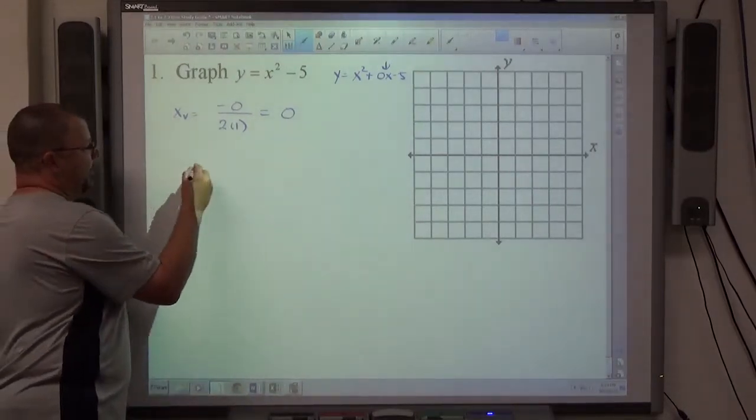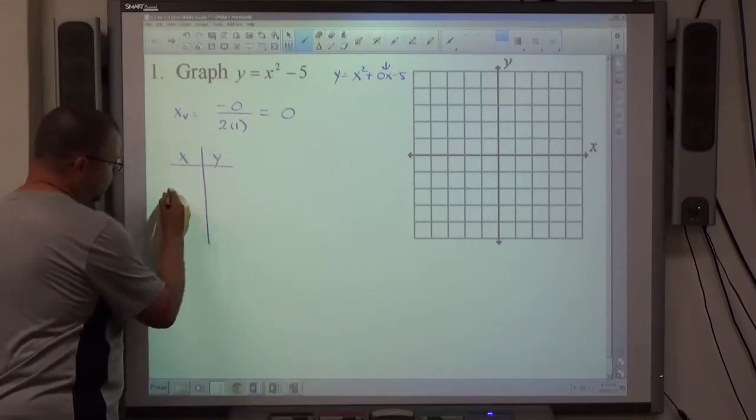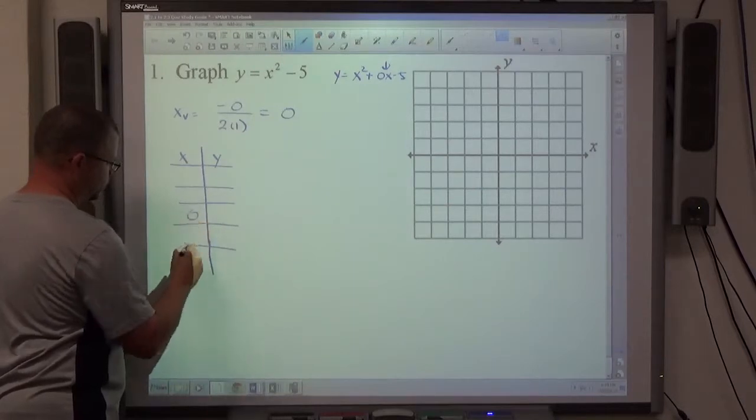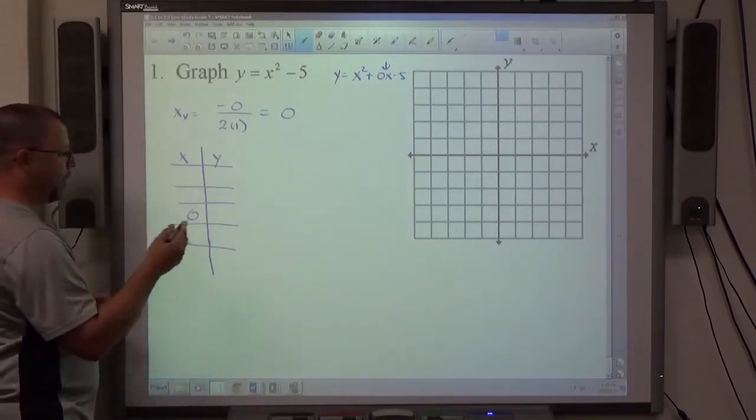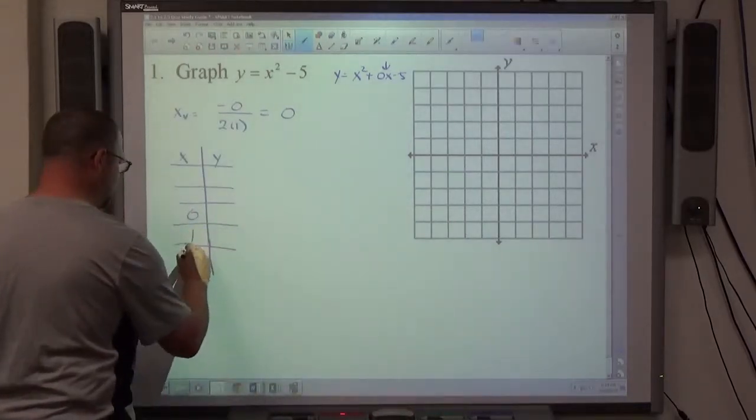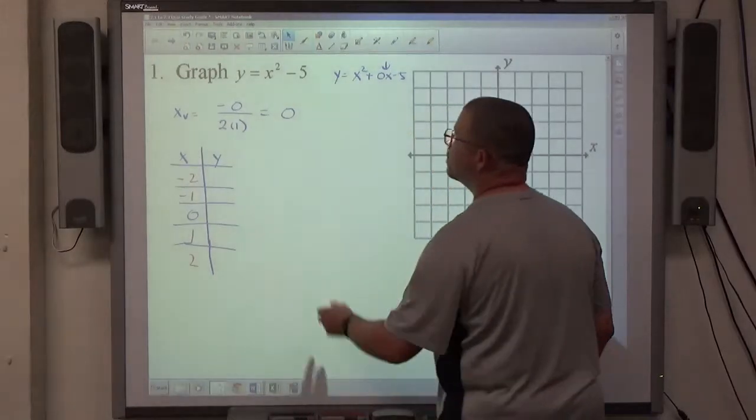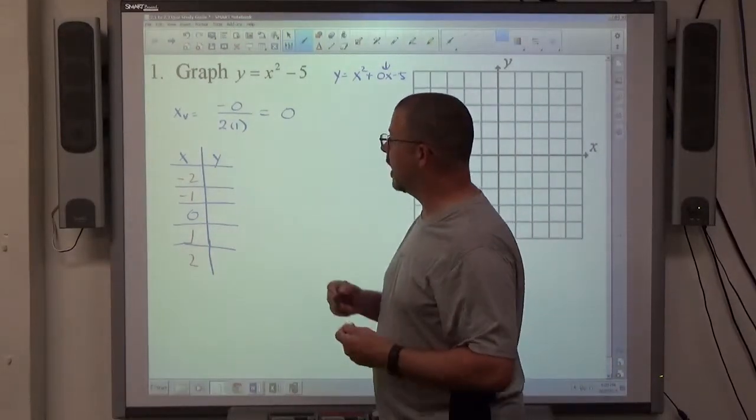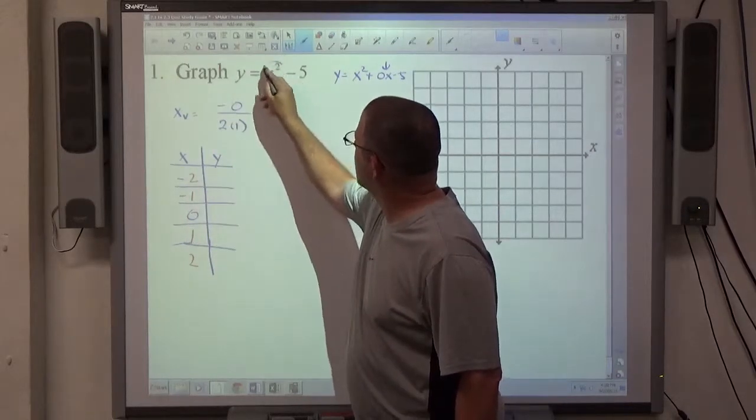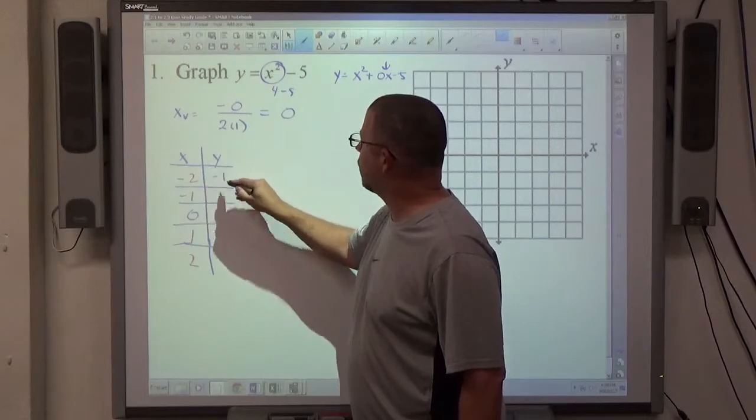So that tells me if I'm going to use a chart here, x and y, I want x equals 0 to show up in my chart. And I would probably pick numbers near 0. So I'd pick 1 and 2 and negative 1 and negative 2. And all I've got to do to get y is stick them into this formula, and then that tells me what y equals. So if x is negative 2, negative 2 squared is equal to positive 4 minus 5 is equal to negative 1.